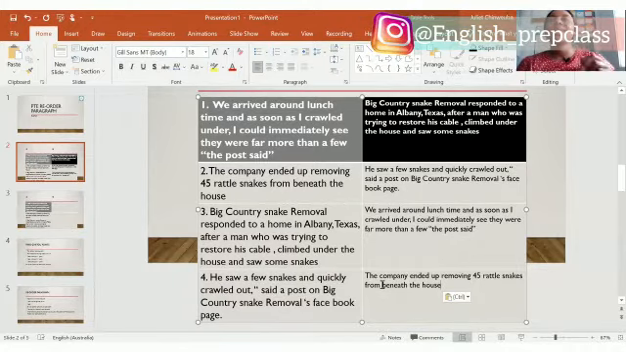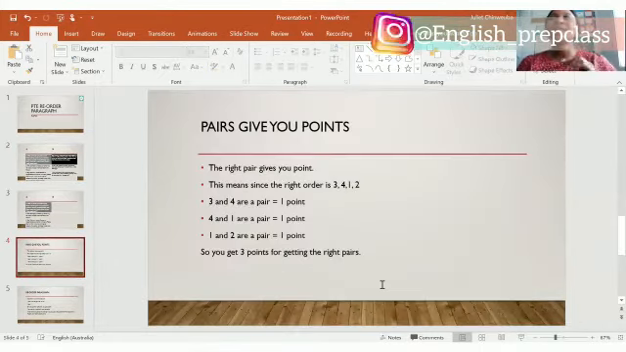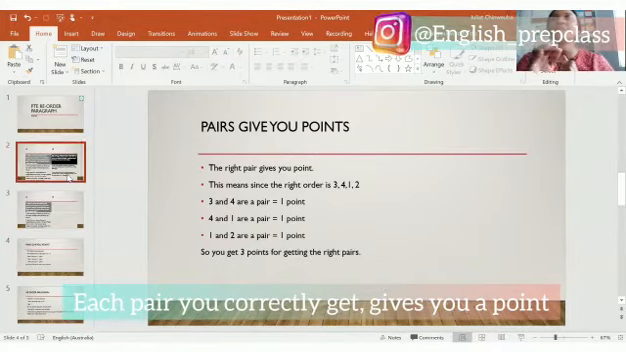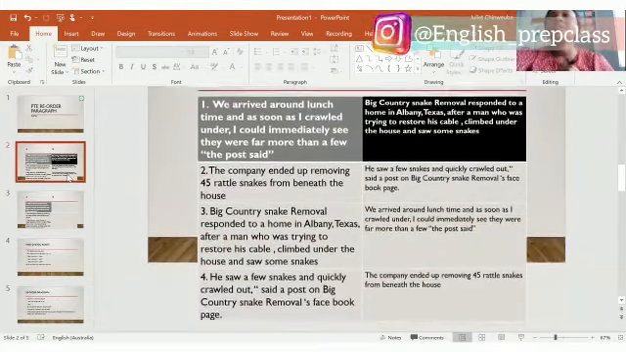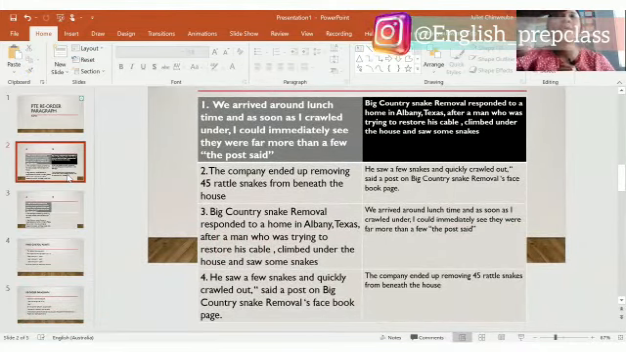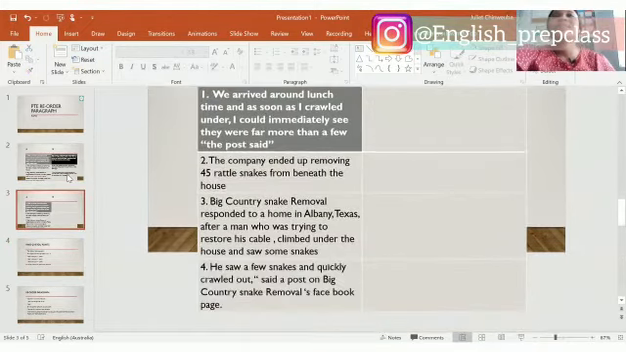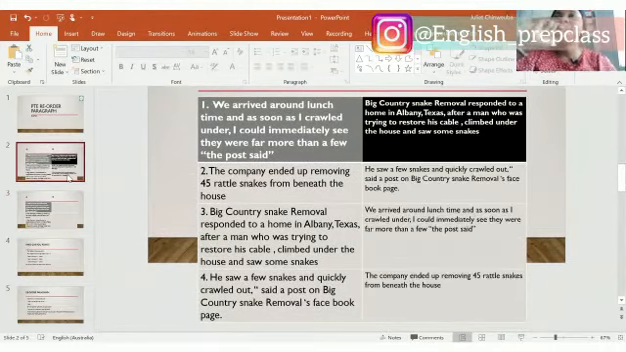Another thing I want to explain here in this task this morning is how the points are awarded to you. Pairs give you points. You heard me say something like, oh, 4 and 1 will go together. Now, if this is the right order, which you achieved, this 3, 4, 1, 2, then this means that 3 and 4 are a pair. It means that you get 1 point if you get that right order. The next order is 4 and 1. This is 4, and this is 1.